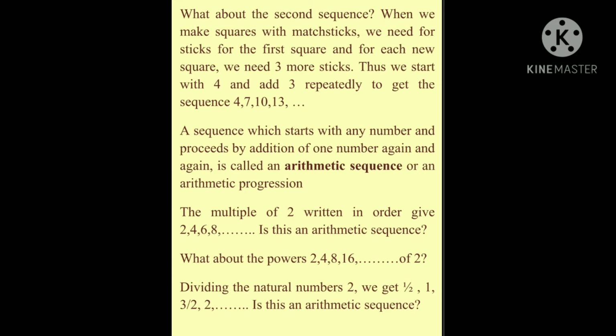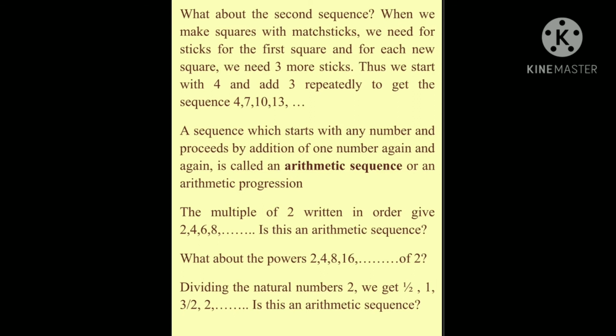Let us move to some exercises. The multiples of 2 written in order give 2, 4, 6, 8 and so on. Is this an arithmetic sequence? Yes, it's an arithmetic sequence. It starts with 2 and 2 is added to each number. What about the powers of 2: 2, 4, 8, 16 and so on? No, it is not an arithmetic sequence. There is no number repeatedly added.